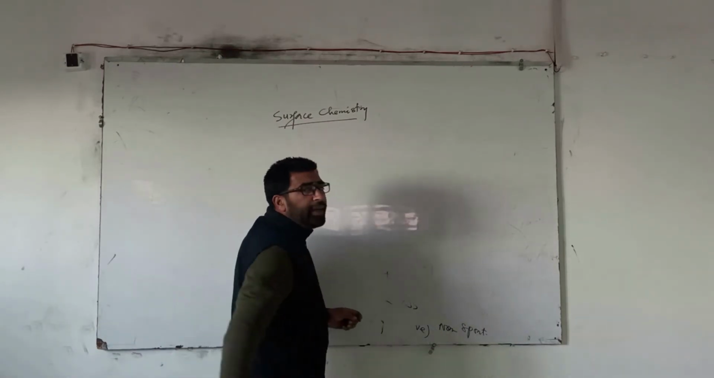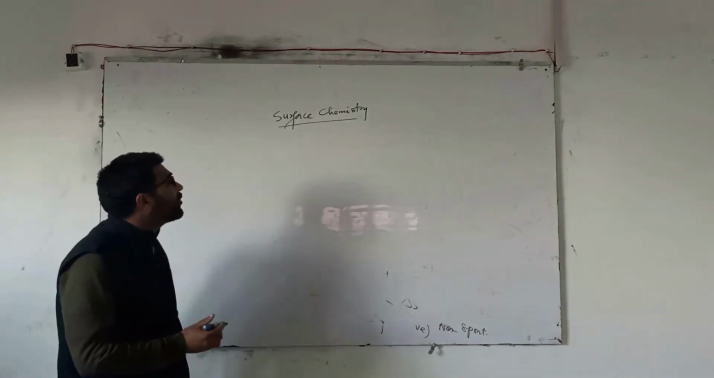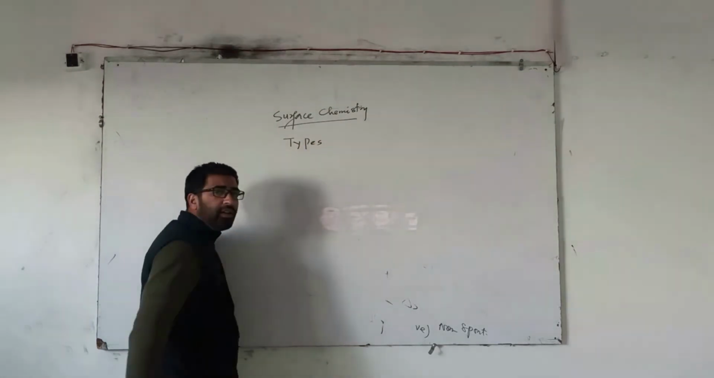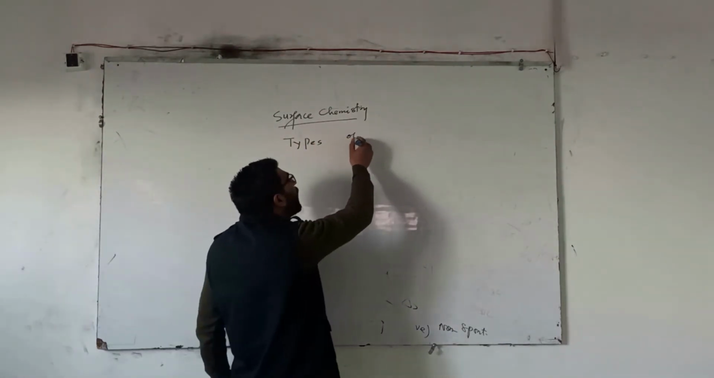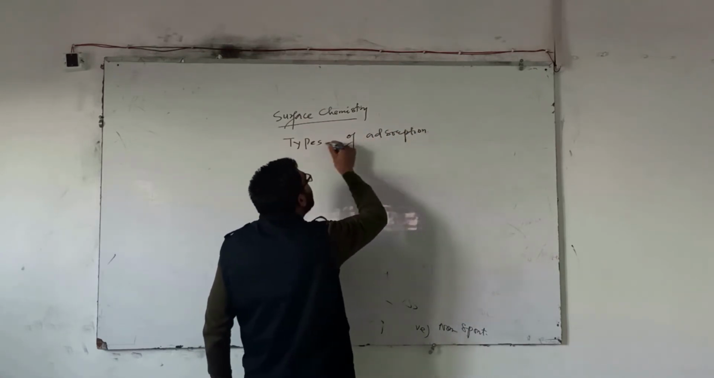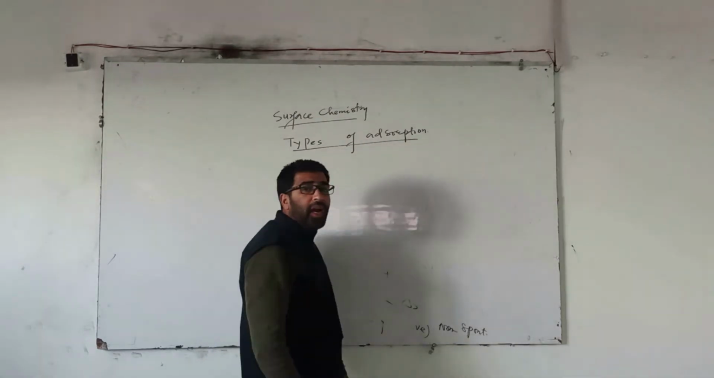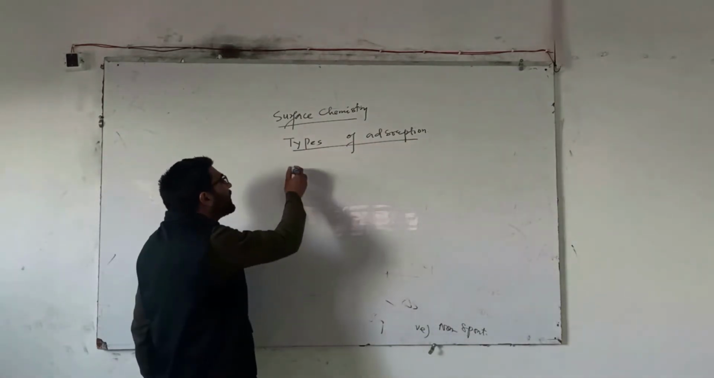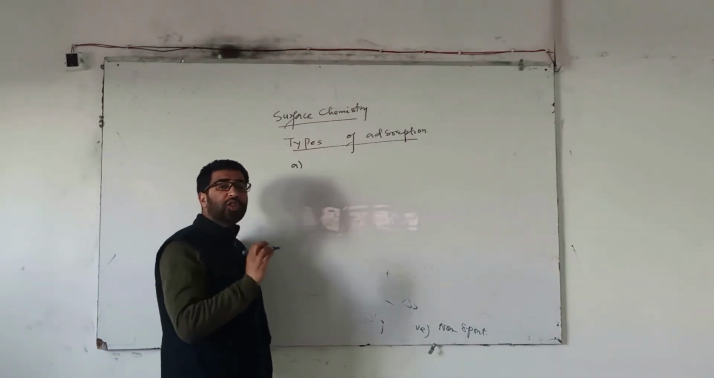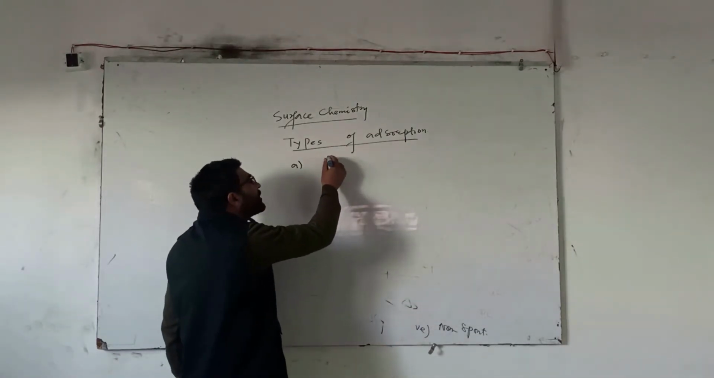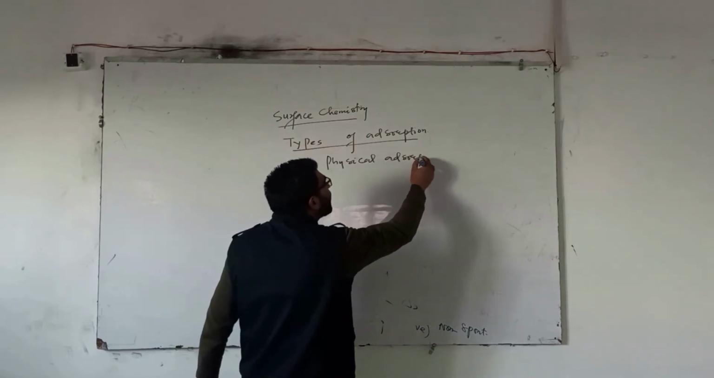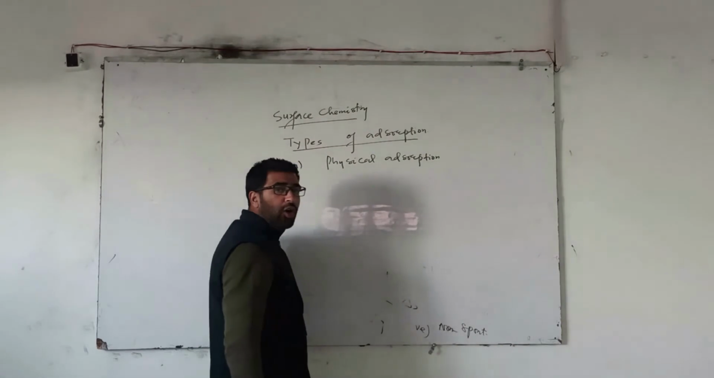Now you have a second very important question as far as surface chemistry is concerned. A very important question as far as your board exams are concerned, which can be called types of adsorption. A very important concept again. It has been seen that there are two types of adsorption. Remember, two types of adsorption. The first is called physical adsorption.